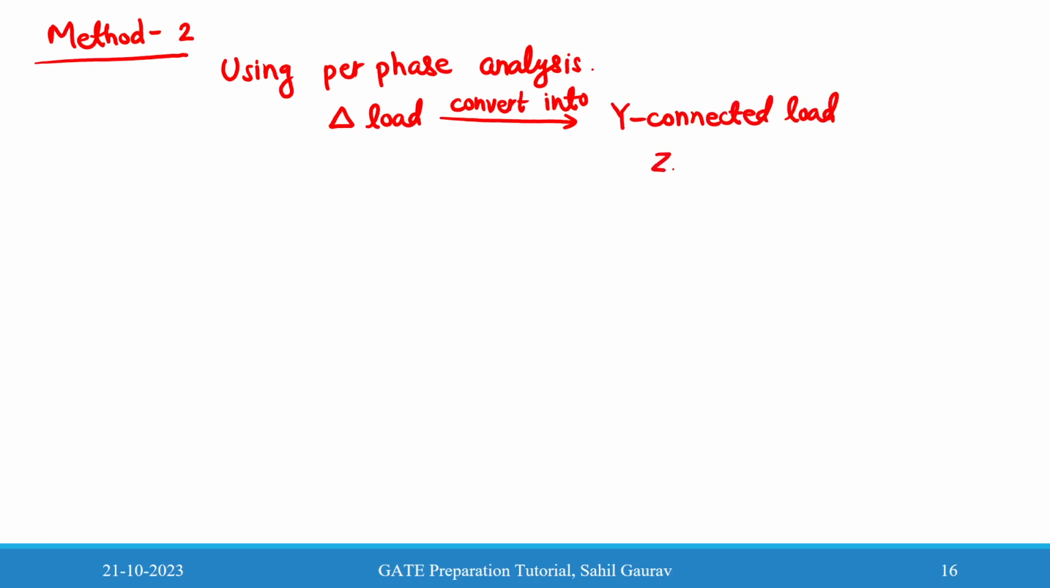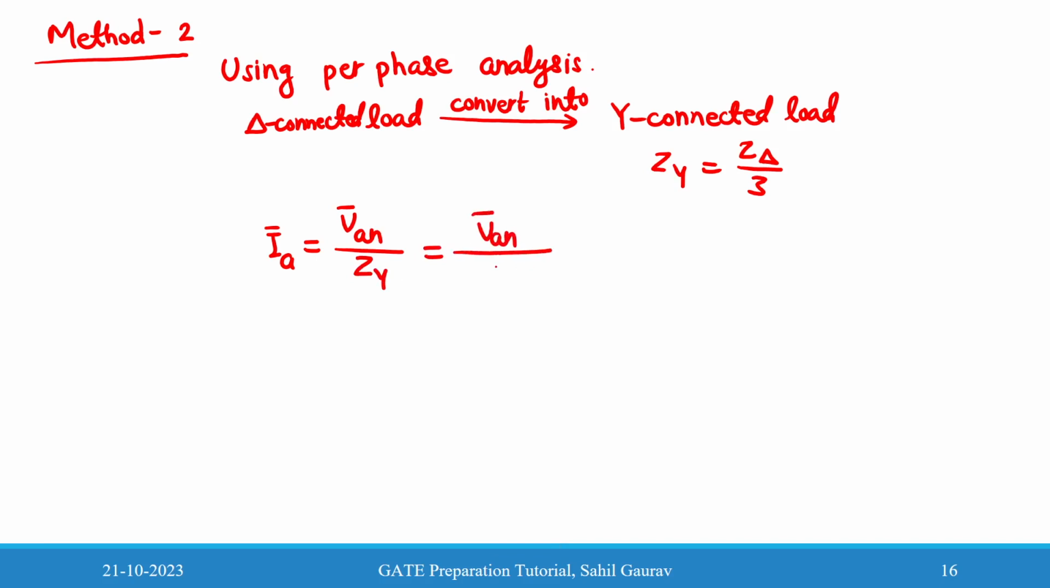So Z star is equal to Z delta divided by 3. So the delta connected load is converted into a star connected load. Then you can directly write the line current. Line current IA will be VAN divided by Z delta divided by 3. In one step we can also write Vn divided by Z star.